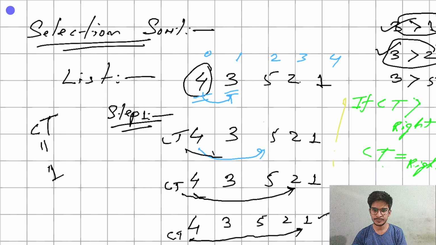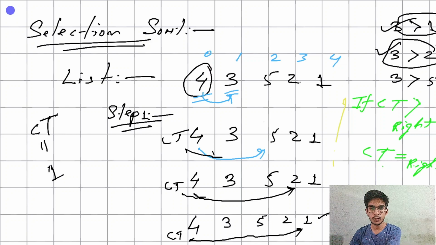So after step 1, it will become 1 3 5 2 and 4. Then it will swap this with the first index. So 1 3 5 and 2 and 4. This is the first step. After step 1, this is what we will get.